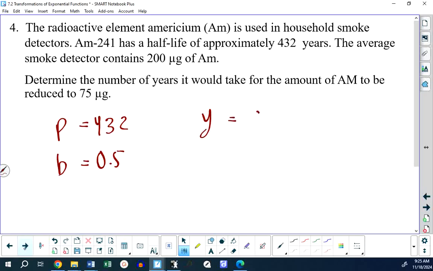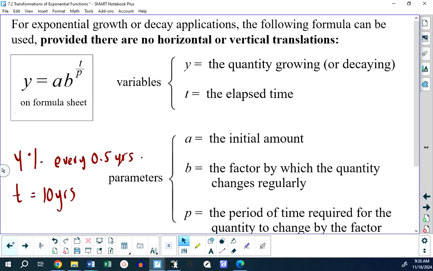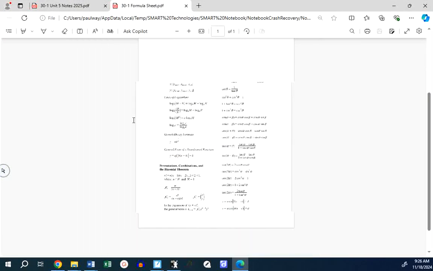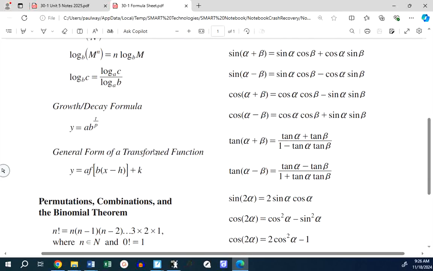So here's the formula. Let's get our formula sheets out, if you don't have it out in front of you, and just locate where it is. I'll bring it up here as well. It's always nice just to familiarize yourself with where things are. It's on the left-hand column, midway, 2/3 of the way down.